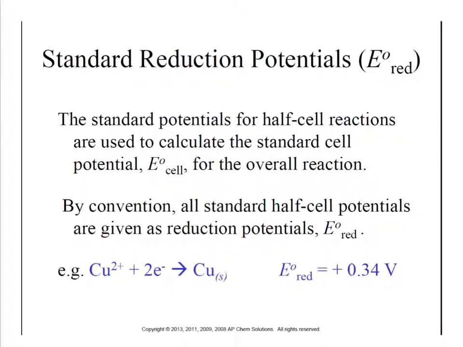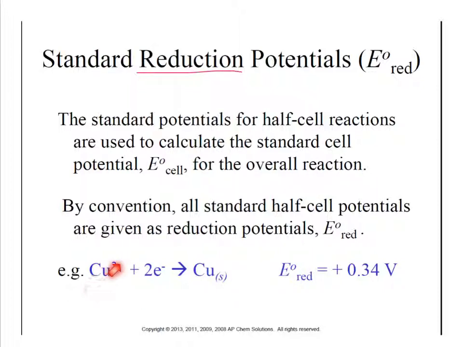So let's talk about standard reduction potentials. And the key word here is reduction. All of the potentials, and that's going to be a list, are going to be showing reduction half reactions. And we can combine 2 half reactions together, make a whole reaction, and use that to then find the E of the cell. And so this is what it's going to look like.